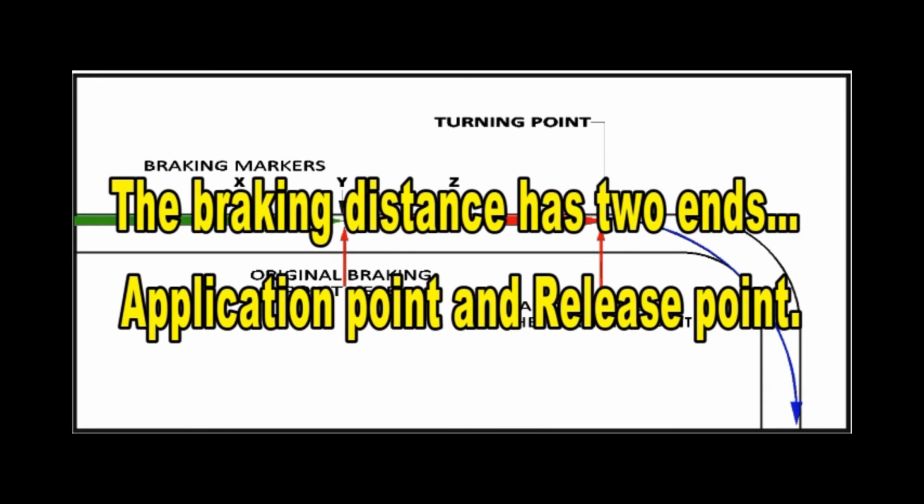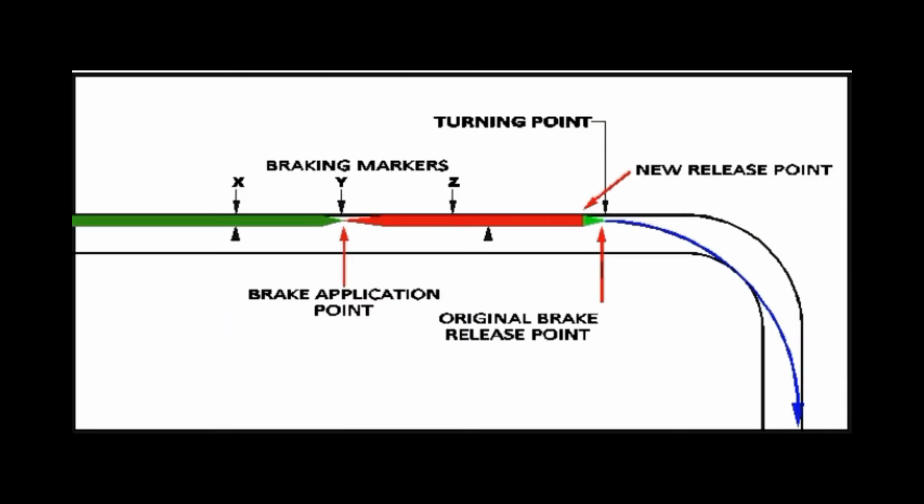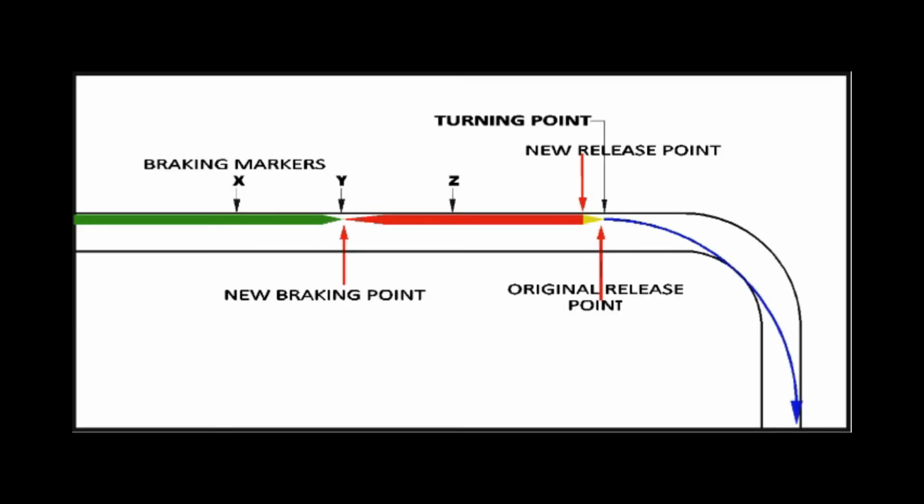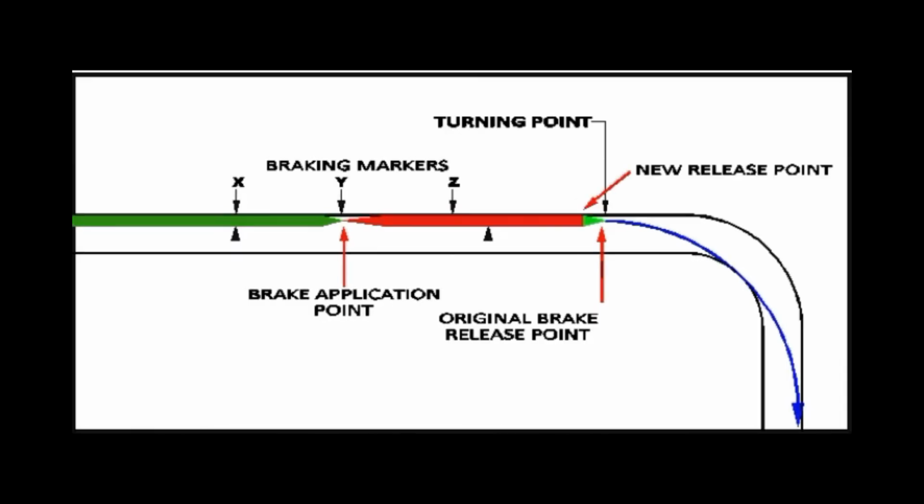So how else can you do this? Well, the braking distance has two ends, the application point and the release point. The technique that I recommend is to change your release point, not your application point. Here's the process. At the end of the straight, start your braking at your original braking marker. Continue your braking, but just a few feet before the turning point, you release the brakes. Simple. This is better because instead of trying to estimate how much extra speed you will have by braking later, you can release the brakes at the speed that you want.